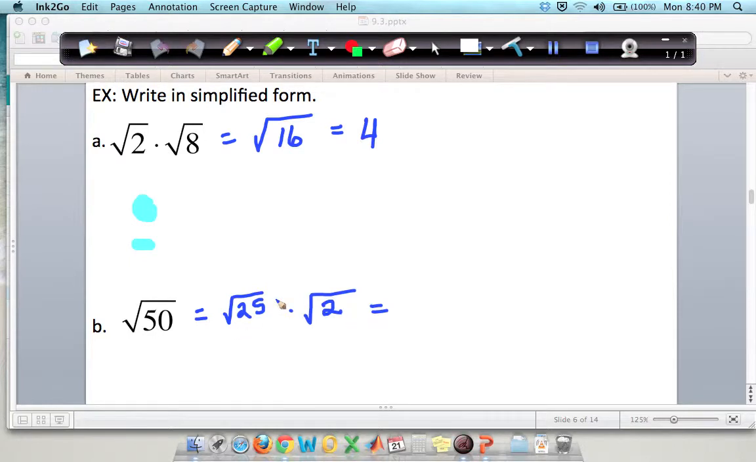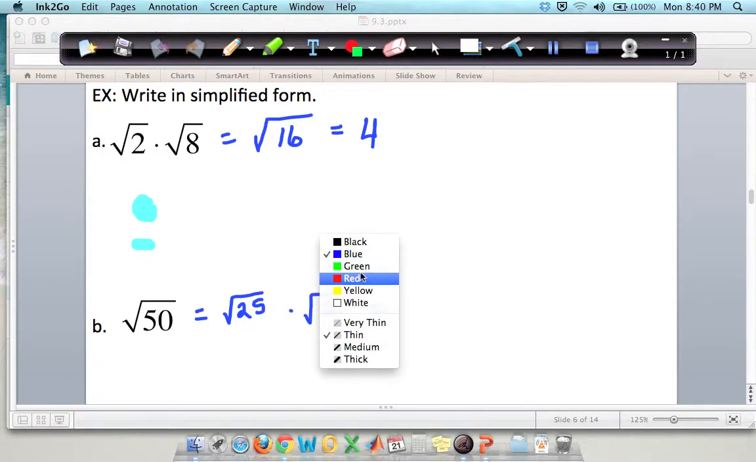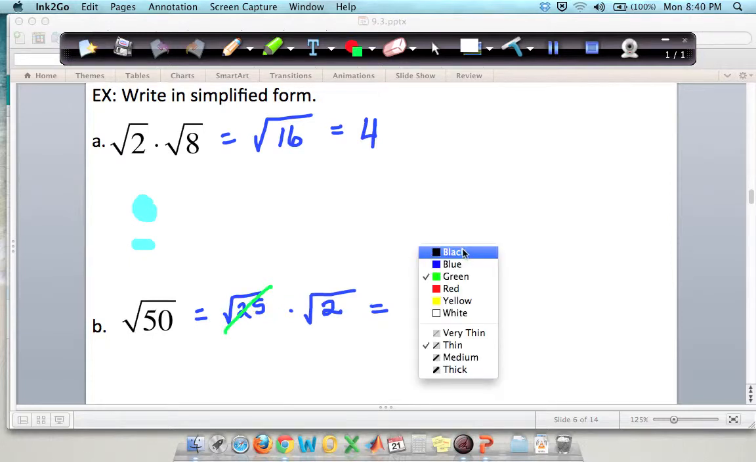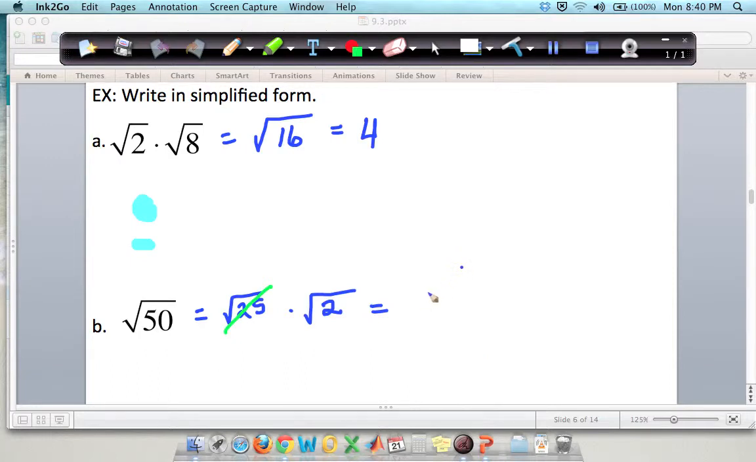Now I can go ahead and simplify, and this is where you need to be careful. When you take the square root of 25, this is a perfect square, so this is going to come out of the radical sign. A lot of times I see this left inside the radical sign, so remind yourself that's coming out. Square root of 25 is just 5, and then you're left with square root of 2. So the exact answer for square root of 50 is 5 square root of 2.